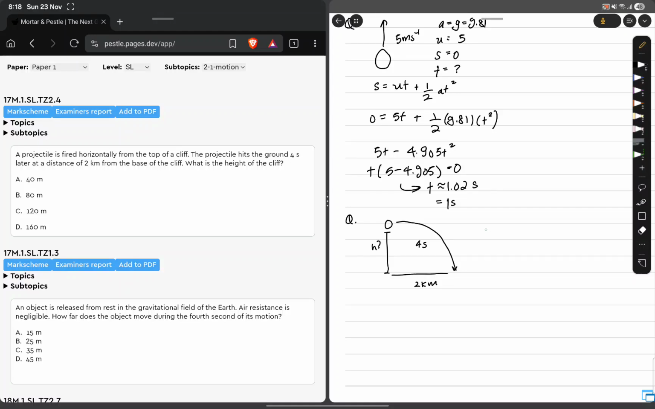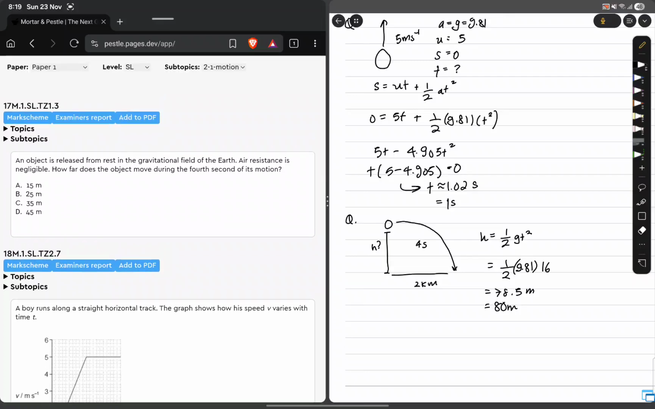Okay, so alright, the formula for projectile finding the height or displacement is going to be h equals half gt squared. Now we already know all the values, so it's going to be half 9.81 t squared, which is 16, and that's going to give us around 78.8. Oh, 78.5, which is around 80 meters, and that's going to be B.